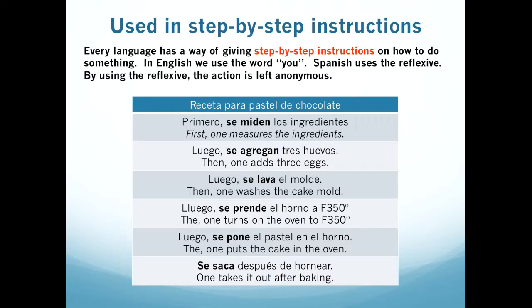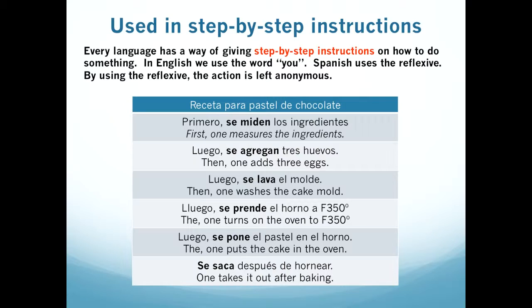Another use is in step-by-step instructions. Every language has a way of giving step-by-step instructions on how to do something. In English, we use the word you. First you do this, then you do that. Spanish, however, uses the reflexive. By using the reflexive, the action is left anonymous.